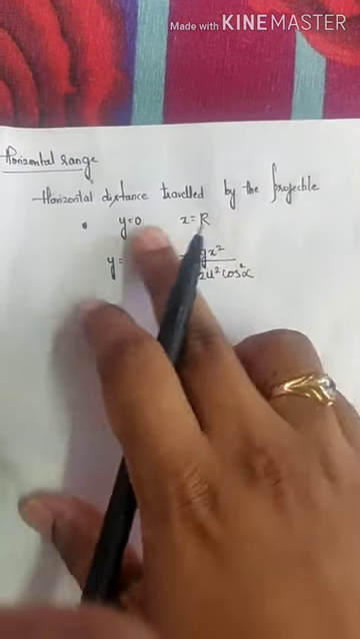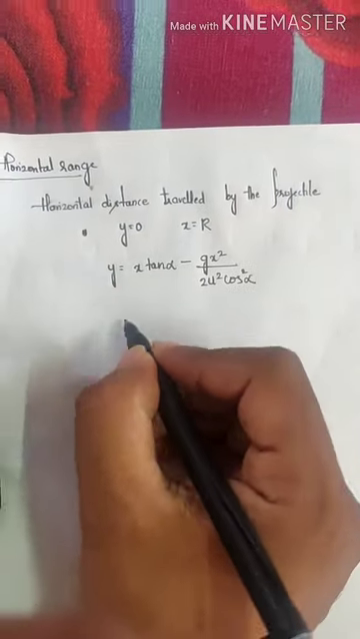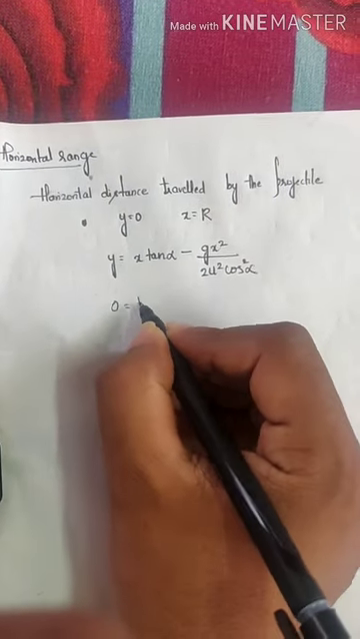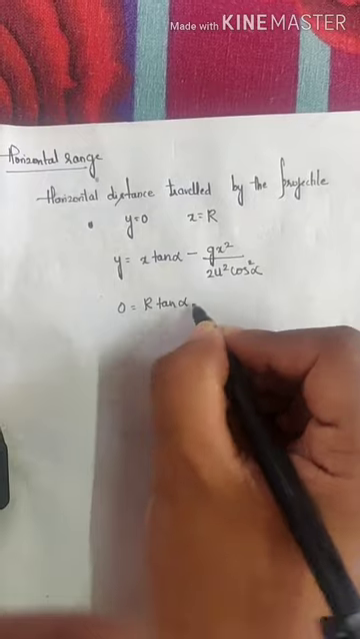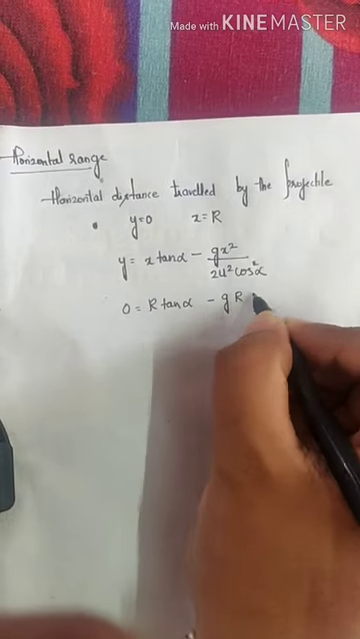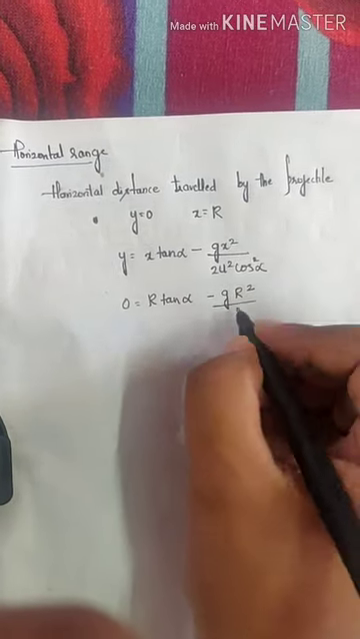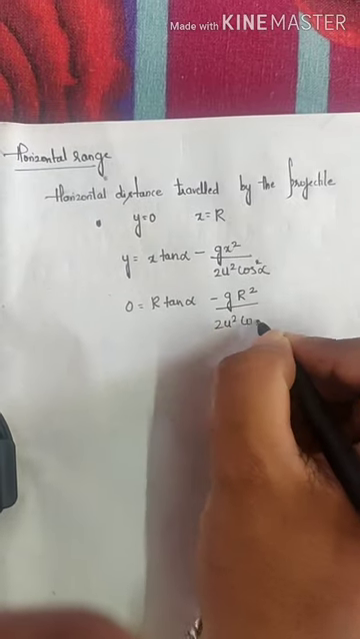Now we know that y is equal to 0 and x is equal to R. So substitute: what is y equal to? y is equal to 0. So 0 = x tan alpha minus g x square upon 2u square cos square alpha, with x as R.